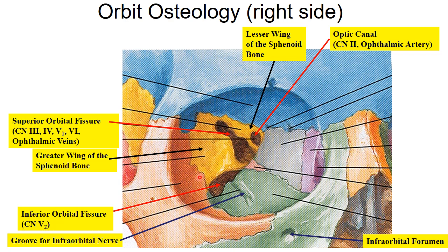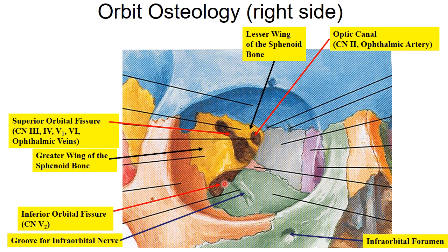Okay, and so here it is right here. Looking at the floor of the orbit again, this is the groove for the infraorbital nerve, and here's the infraorbital foramen. So there's a branch of V2. This is the inferior orbital fissure down here. It's between the maxilla and the greater wing of the sphenoid bone. That's where the inferior orbital fissure is.